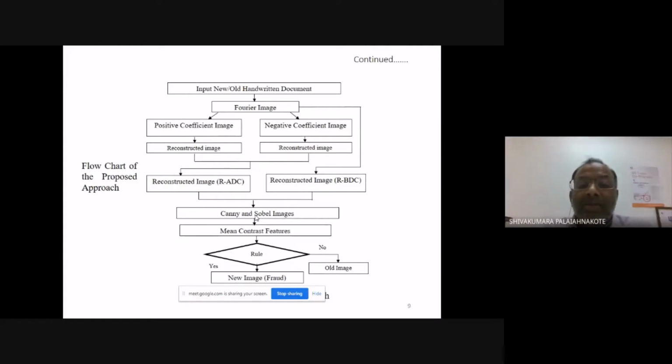See, that is the whole idea. So what we are expecting is, when you compare with the new input document, there won't be much difference. If it is a fraud document, if it is an old document, there should be a big difference. That's the whole idea. Now we solve the problem.